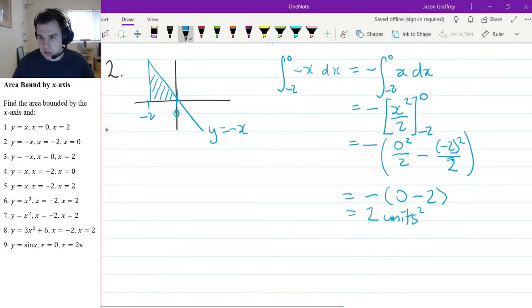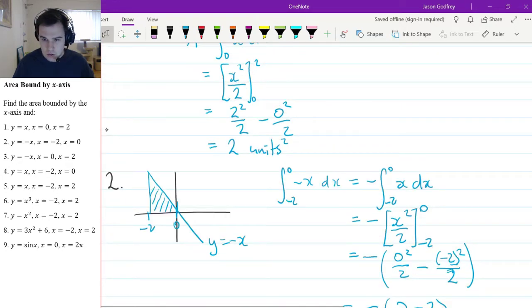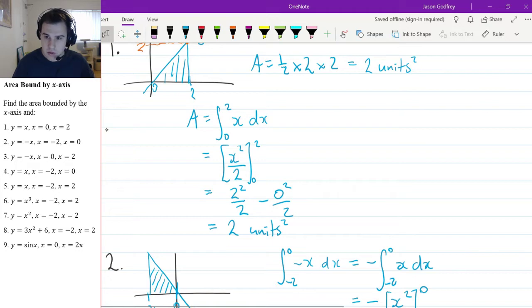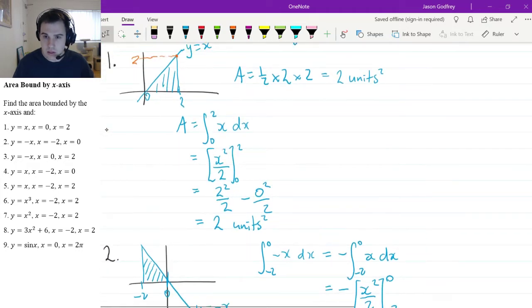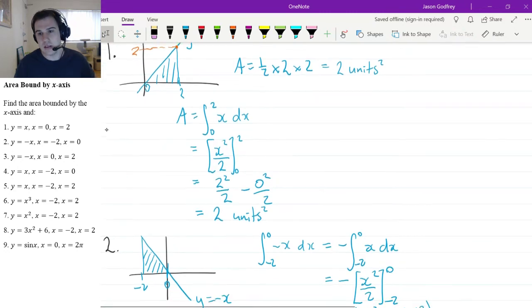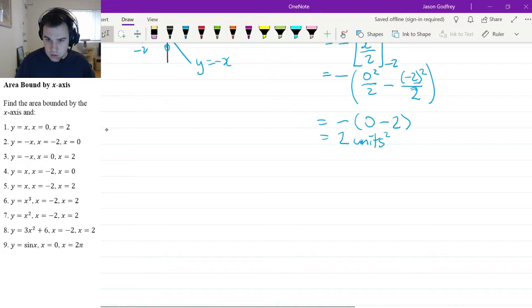Alright, so that's in the second quadrant. So notice the similarity with 1 and 2, in terms of which quadrants we're looking at. 1 is the first quadrant, 2 is the second quadrant, and they're both above the x-axis, and that's important. The next two examples are going to be below the x-axis, and we'll see something slightly different with them.